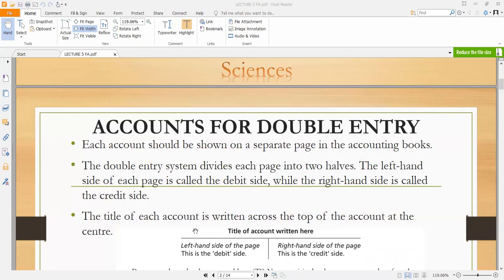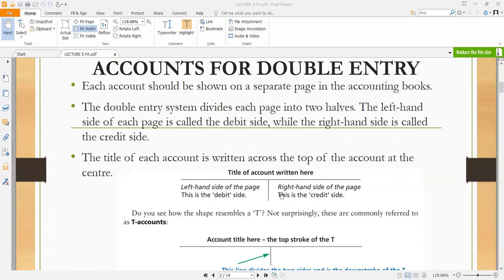The title of each account is written across the top of the account, at the center. So you write the title of the account here, maybe you're talking about a van or vehicle, meaning you're buying a vehicle. The left hand side of the page is a debit, and the right hand side of the page is a credit.